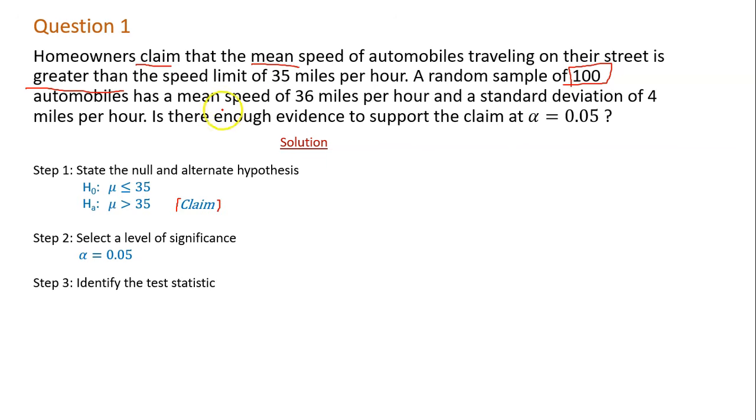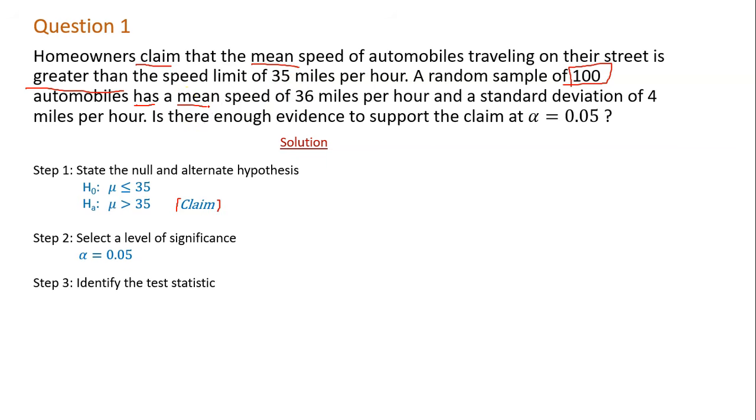When you read the question further, let's check the standard deviation. They say a random sample of 100 automobiles has a mean speed of 36 and a standard deviation of 4. Now, it means that when we take a sample of 100, they say it has a mean.